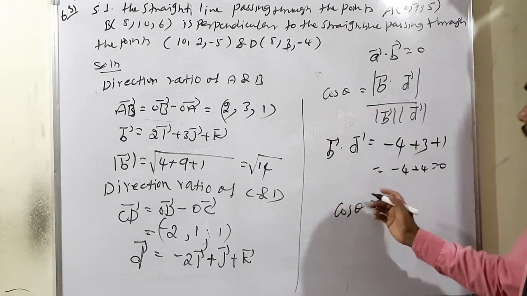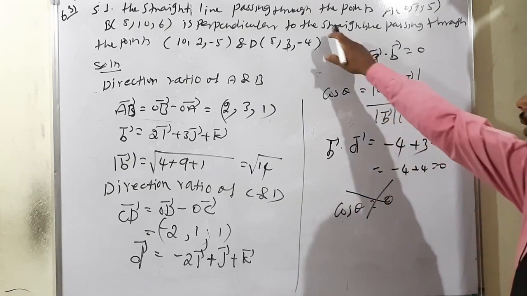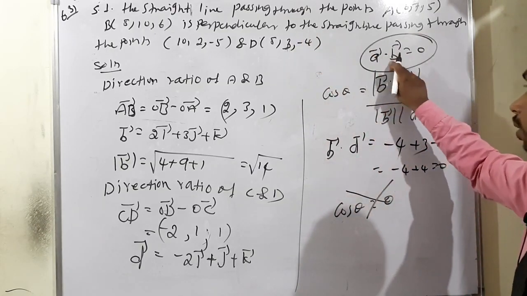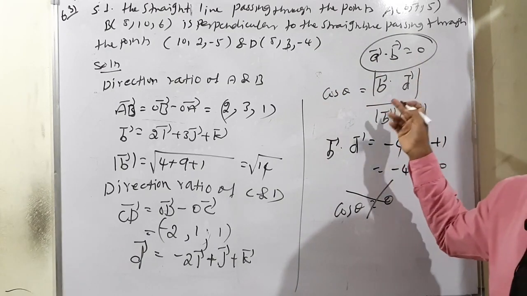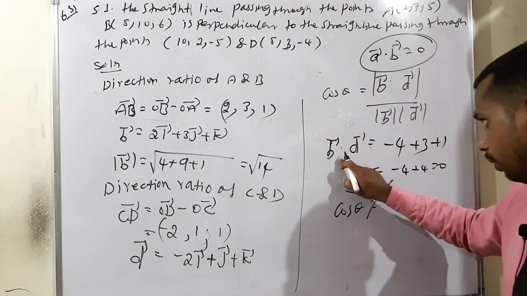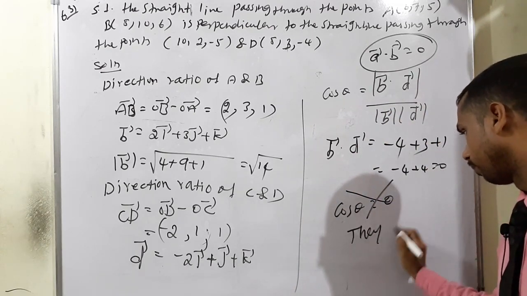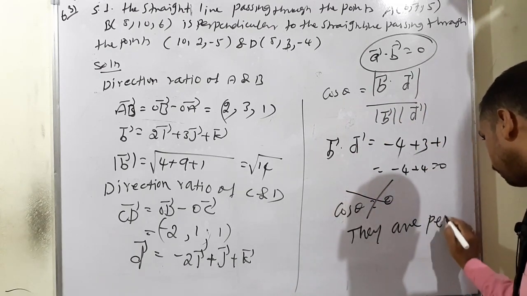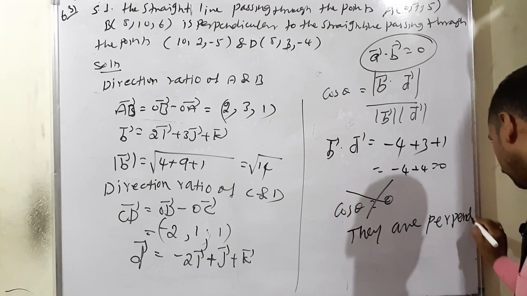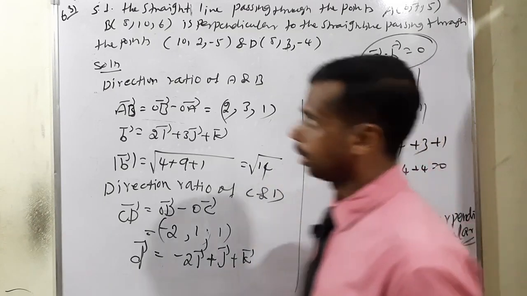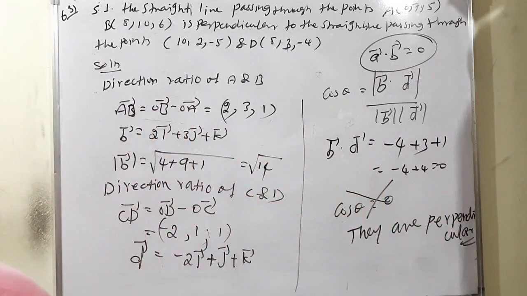So cos theta, no need to write the cos theta also, because the condition we have to show is perpendicular. What is the meaning of perpendicular? If the dot product value is 0, definitely we can say it is perpendicular. Already we found B vector dot D vector value is 0. Therefore they are perpendicular. Okay, hence proved. Okay, I will continue the next example.